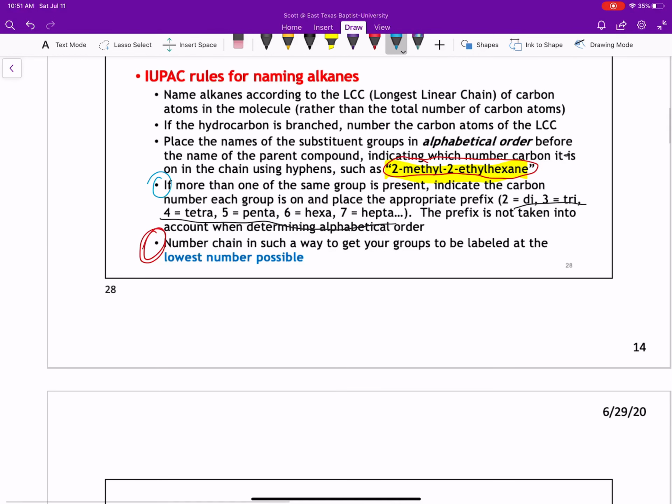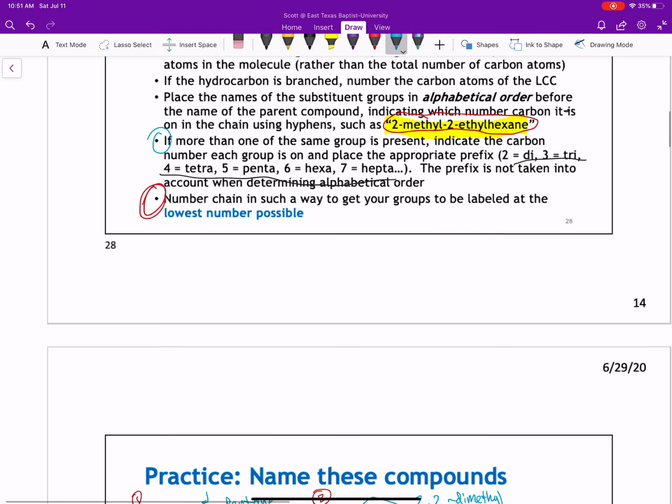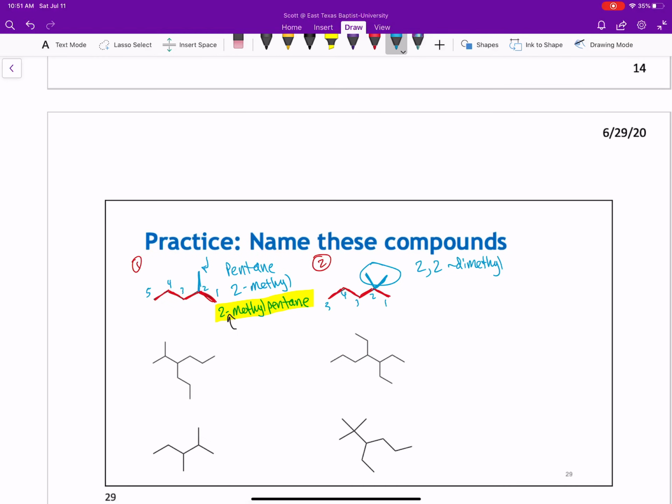If more than one of the same group is present, indicate it with a prefix. So 2 is di. And then you had to put 2, 2 because it's saying each of those methyls occurs at carbon 2. And then we have a pentane. That's a 5 right there. So let's put it together. 2, 2, dimethyl pentane.